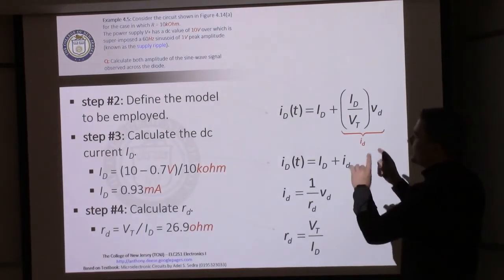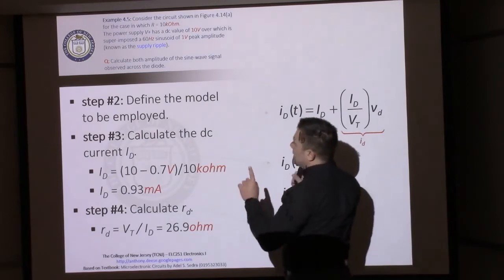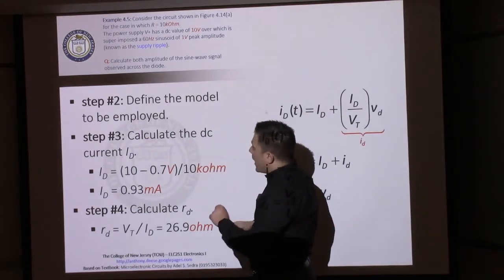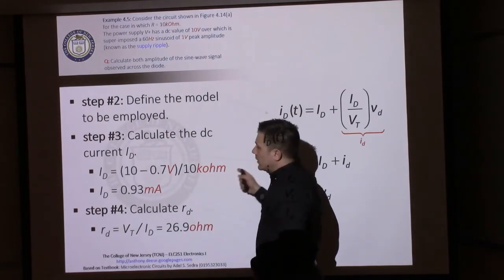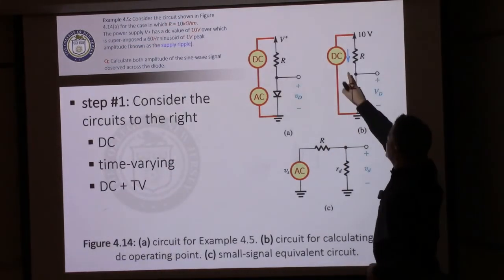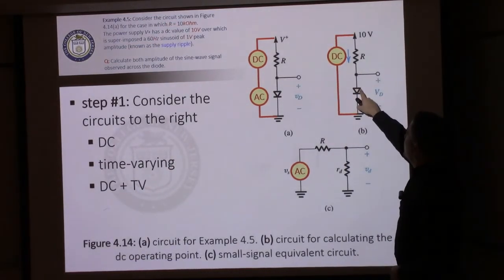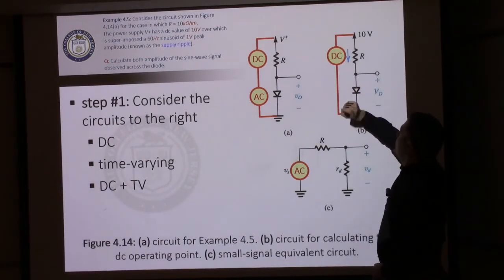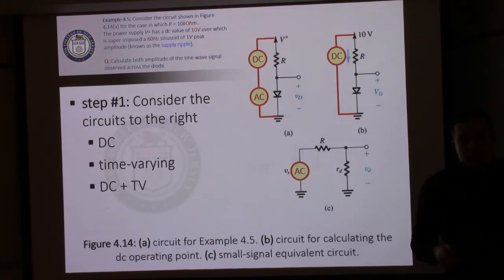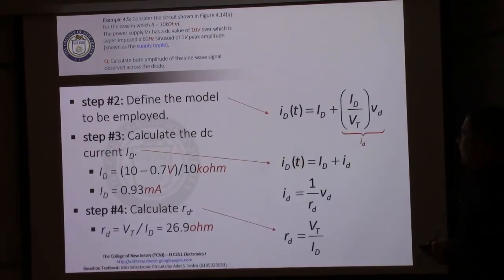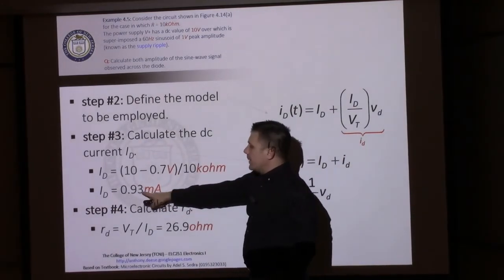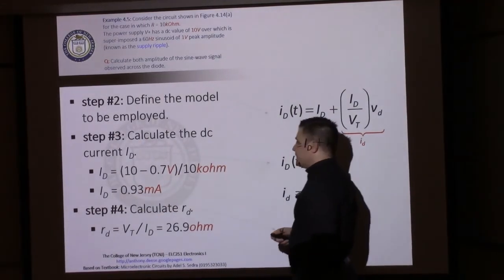So, like I said, we start off by solving the steady state, static circuit. And for that one, all we have to do is use KVL. So if you look back at this circuit here, 10 minus 0.7 over R will give us the value of current flowing through this circuit, which is big I, big D, the static value. All right, so we have 10 minus 0.7 over 10,000. Big I, big D is 0.93 milliamps.